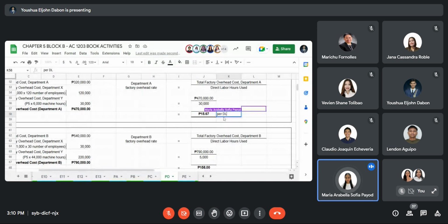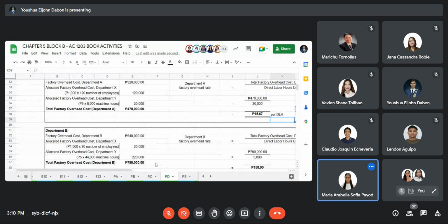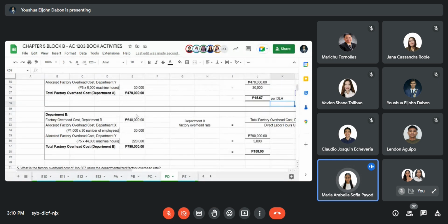Now for department B, the factory overhead cost is 540,000. Then for the allocated factory overhead cost from department X, this time we multiply 1,000 by 30, because that is the number of employees in department B, and you get 30K. For the allocated factory overhead cost from department Y, you multiply 5 by 44,000, since that is the machine hours in the department. So you get 220K.